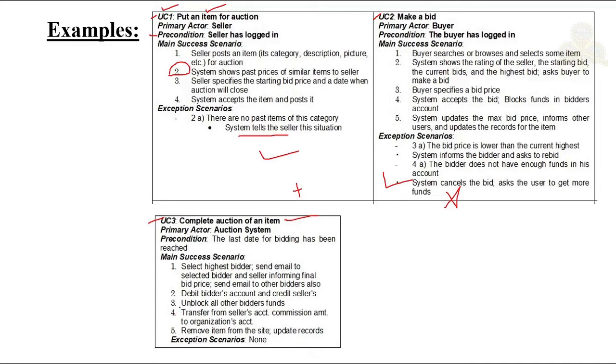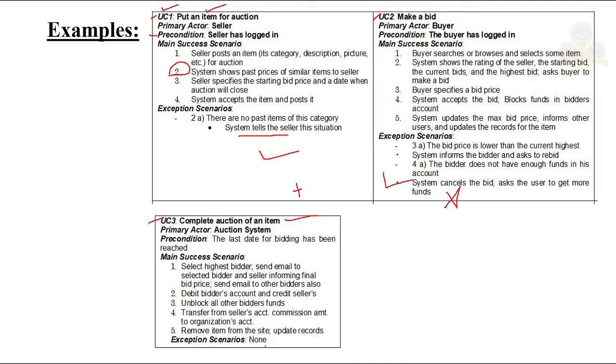Then the system has to unblock all the other bidders' funds. After that, the commission amount has to be transferred from the seller's account to the organization account. So the seller has got the price, right? Suppose he has got 600 rupees. The commission should be cut and it has to go to the organization account. This could be another scenario. Then the last one is to remove the item from the site and update the records.